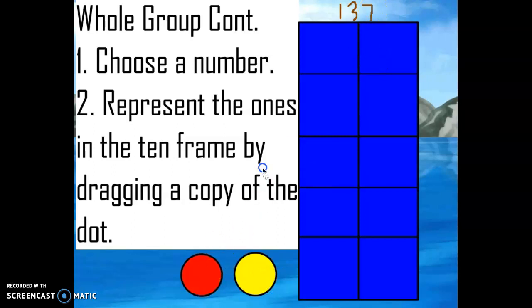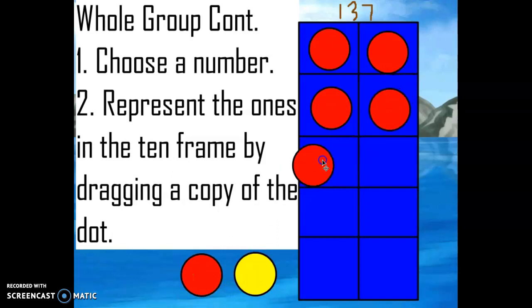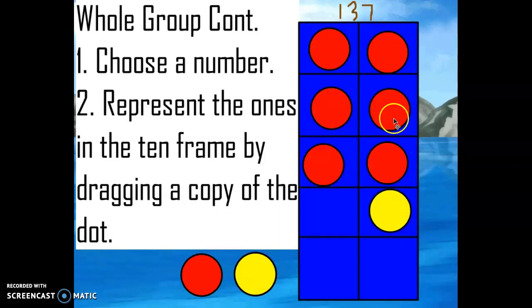So I'm going to move 7 dots over, and if I get to an odd number, then I'm going to place a yellow one there. So 2, again, just the ones place. 3, 4, 5, 6, and I'm almost to 7, so I'm going to go ahead and put a yellow one to show that it's odd, it's left out, it's not a pair. So 137 is an odd number.